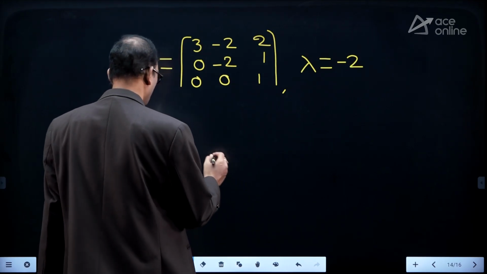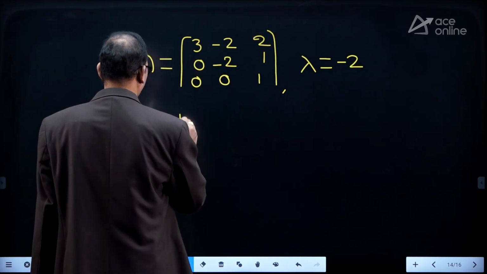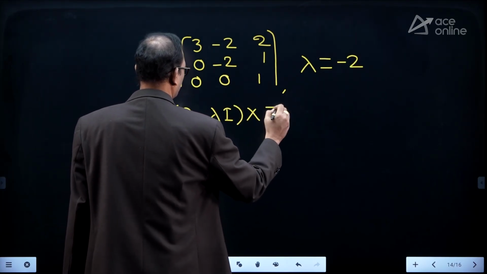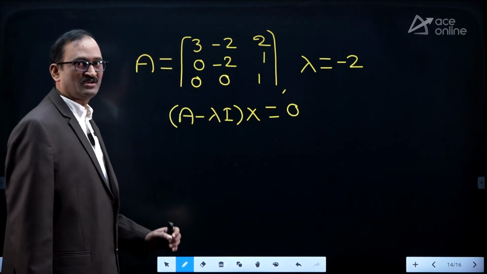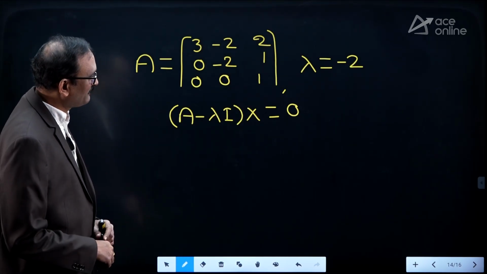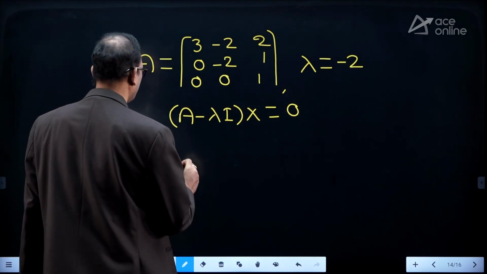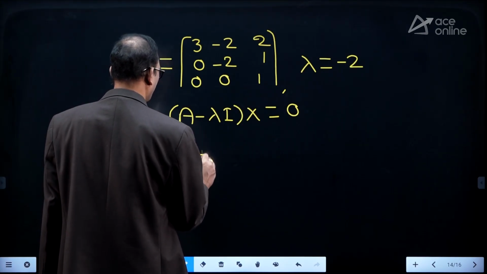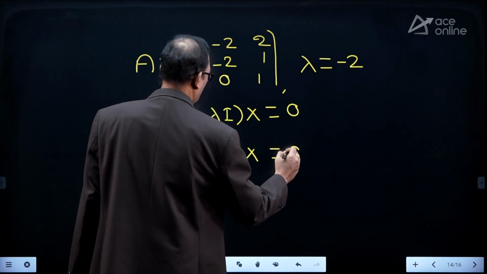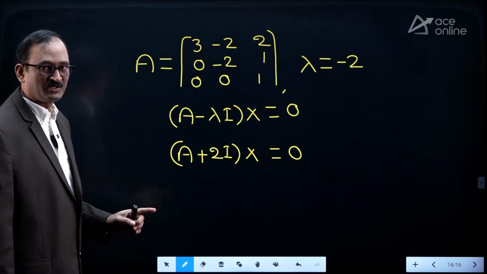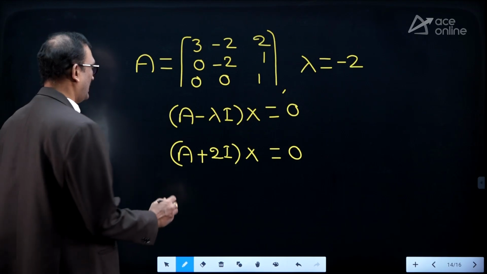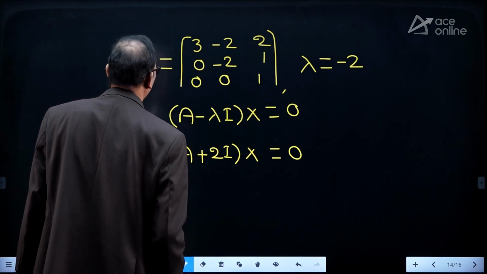What is the formula I said just now? A minus lambda I into X equal to 0. So use this formula to find the eigenvector if eigenvalue is given, or vice versa. So lambda value is minus 2. Then it is A minus of minus 2 I, that is A plus 2I, into X equal to 0. To get A plus 2I, just add plus 2 to the diagonal elements of the given matrix.